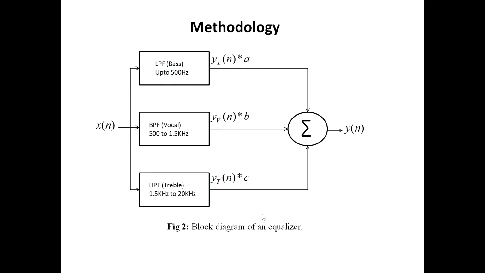The scalars A, B, C, that is the weights assigned to the output of each of filter, are going to decide whether we have to attenuate or provide a gain to the amplifier. After doing these linear combinations, we finally sum them up.